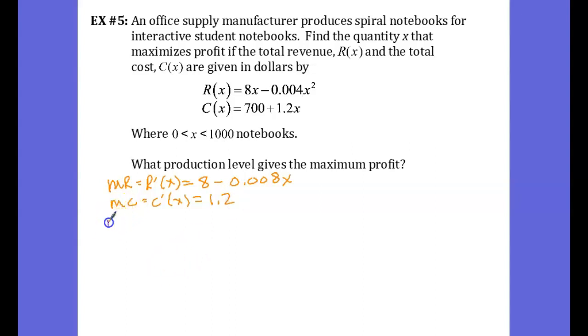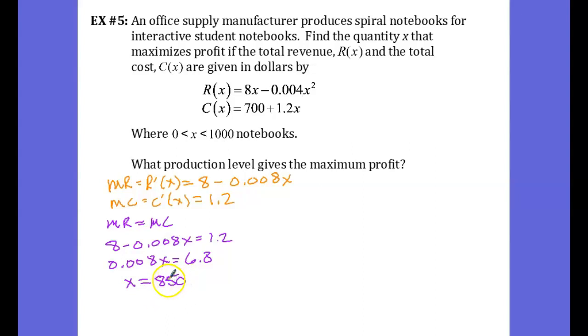Now, marginal cost is going to be C prime of x, and that is simply going to be 1.2. Setting marginal revenue equal to marginal cost gives us 8 minus 0.008x equals 1.2. If we subtract 1.2 from both sides and add 0.008x to both sides, we get 0.008x equals 6.8. And solving for x, we have 850.